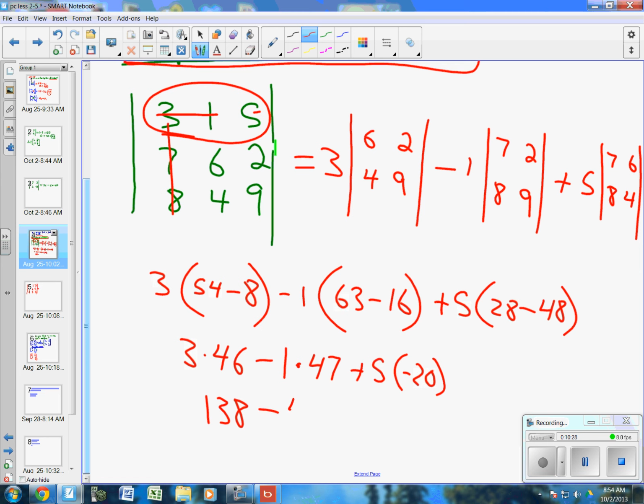Minus 1 times 47 is 47, because it's minus 1 times 47. 5 times negative 20 is negative 100. So minus 100. So 138 minus 47 minus 100, negative 9 is your answer. So all that boils down to negative 9. That's the determinant.